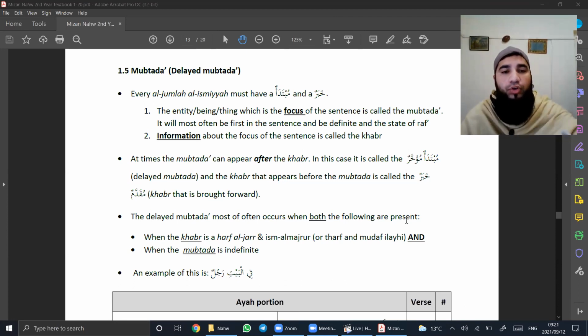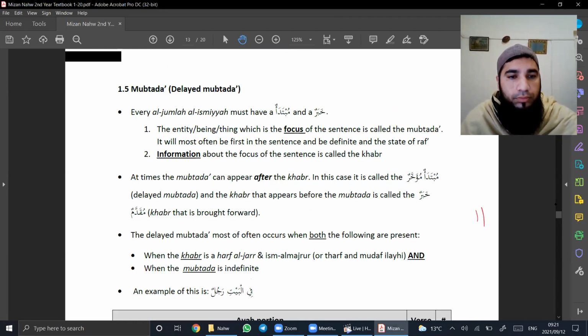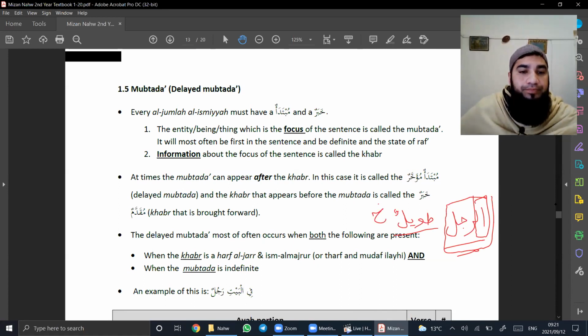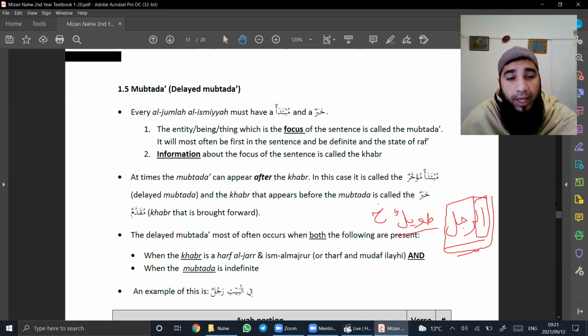Usually the mubtada is definite. Ar-rajulu tawilun. What do we have here? Mubtada. This is my mubtada, right? This is my khabar. This one here is definite, and this one here is indefinite. But this one is definite, that one is indefinite. Now, at times when the mubtada is indefinite, and there is a harful jar and ism majroor in the sentence, then usually the mubtada will be delayed till after the khabar.